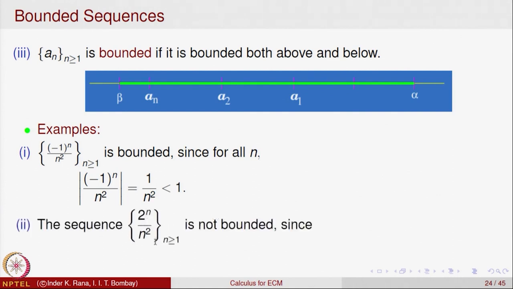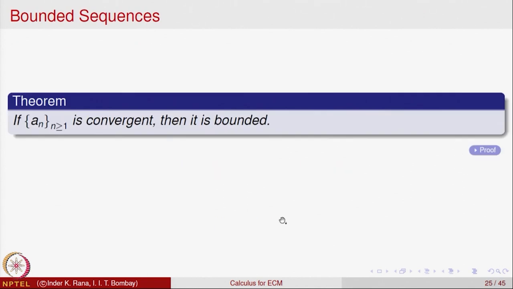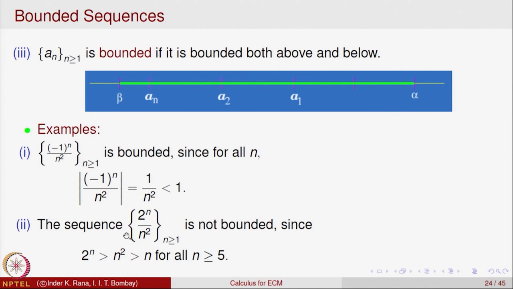So, this sequence 2 to the power n divided by n square is not bounded, that one can show with a slight amount of work, namely 2 to the power n grows much faster than n square. So, one has to do some more work, this is not bounded. Those of you who are more enthusiastic should try to prove 2 to the power n is bigger than n square is bigger than n for all n bigger than or equal to 5. That means 2 to the power n will take over n square and it will take over even n for n bigger than or equal to 5. So, it will keep on growing, it will never converge.